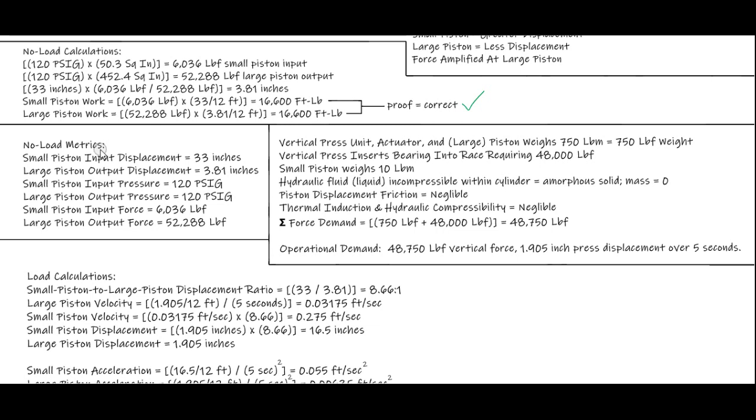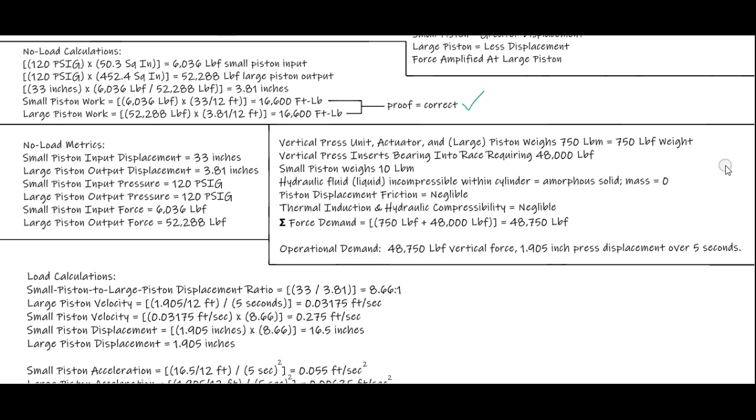Okay, so now the application has been defined, and we can move on to no load calculations with proof, followed by no load metrics. After determining the force outputs, we can establish the displacement ratio by taking the ratios of the force. On the low end of displacement, the output cylinder, 6,036 divided into 52,288, the other way around, 52,288 into 6,036, would yield 8.66.